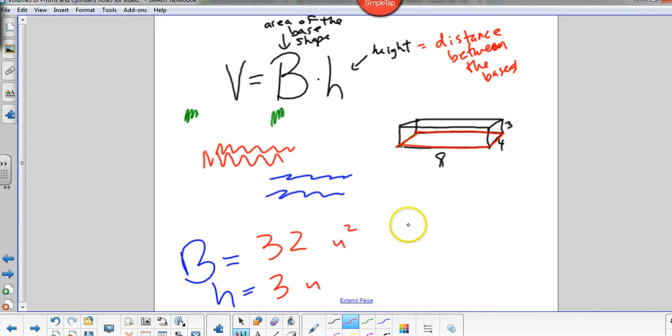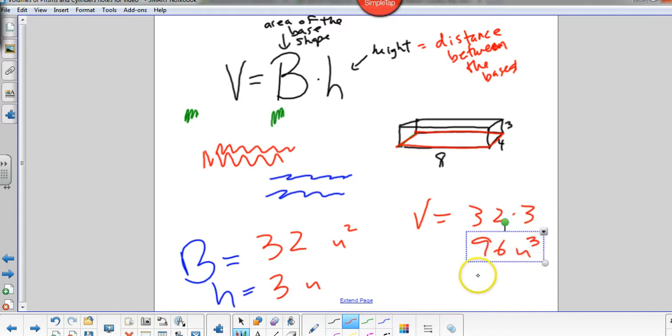And so if I multiply those together, I get 96. Now, units to the third power, which we can call cubic units. Cubic, so the third power is cubic.